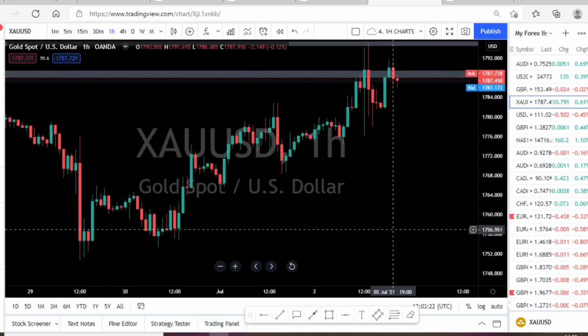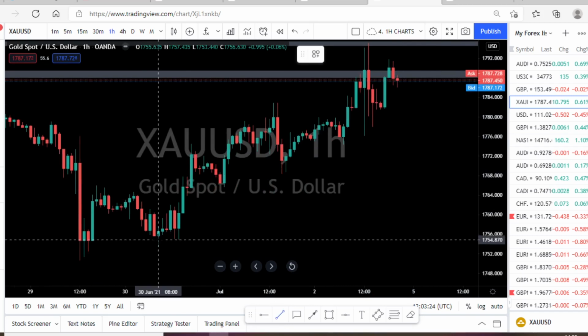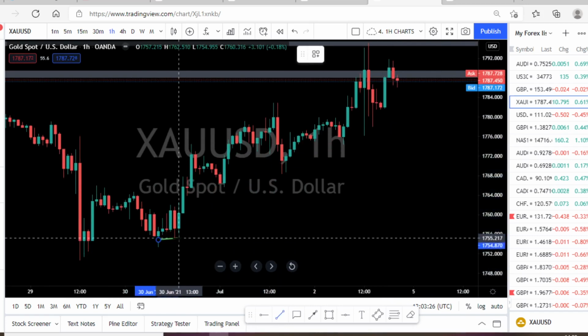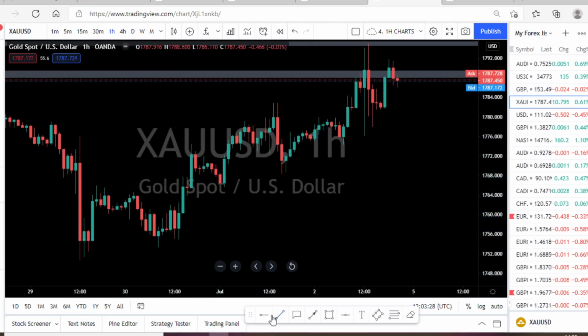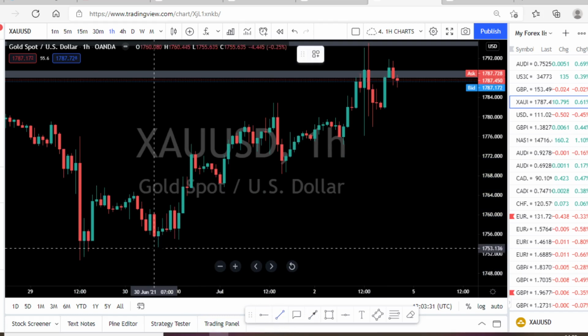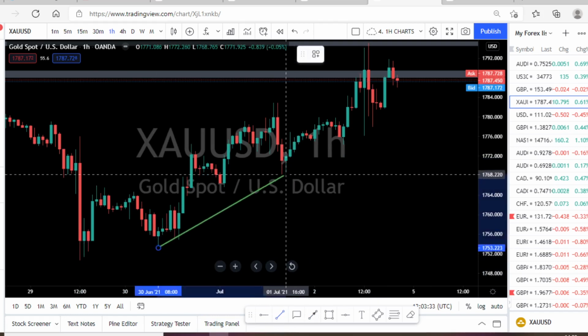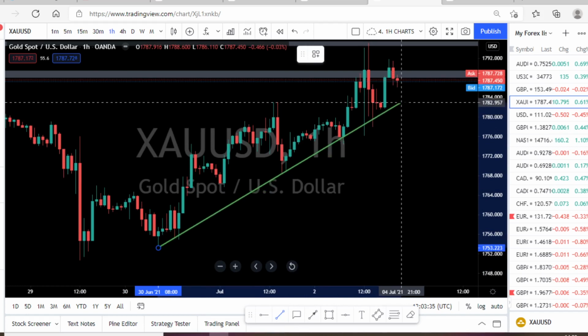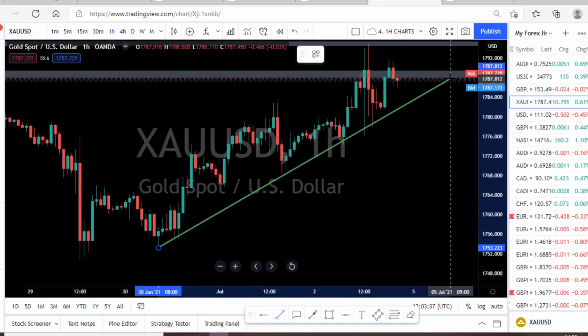Let's see if we have some sort of a trend line or a channel at this point. This is point A. Let me take it with a wick. Point A, point B, then drawn to the future.